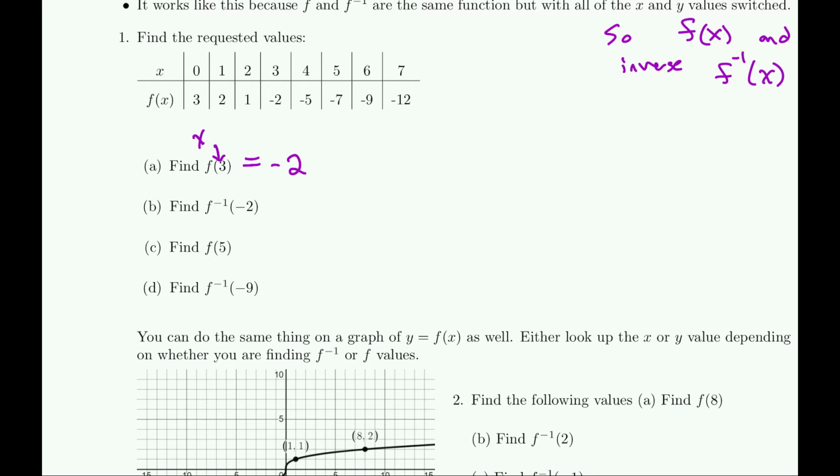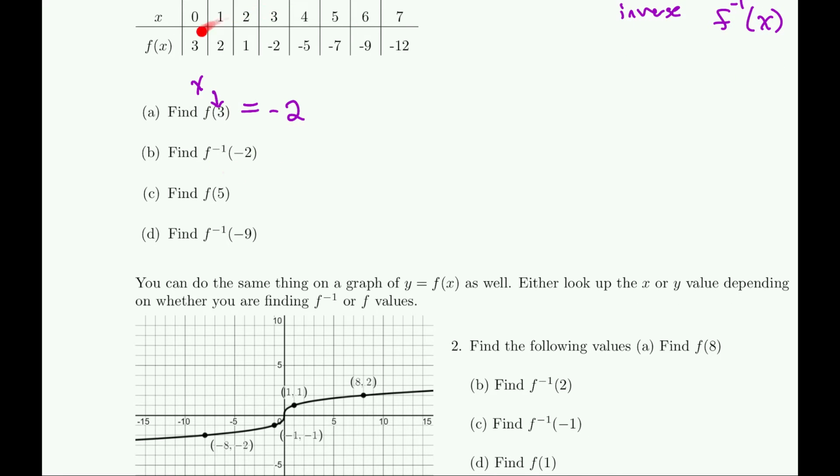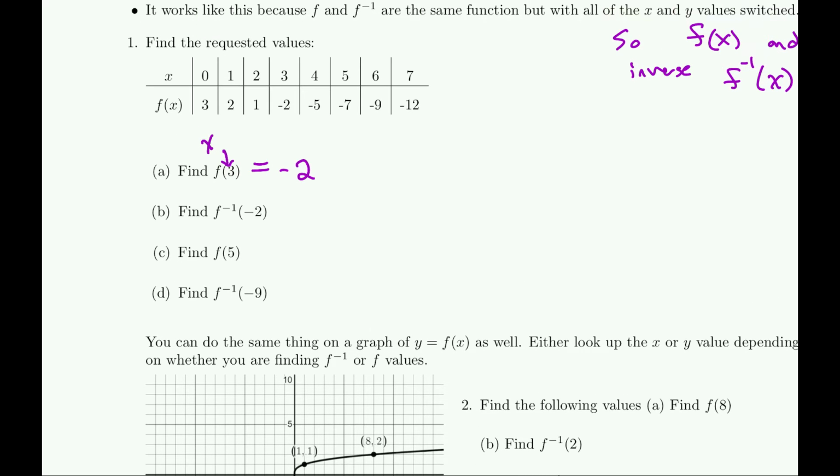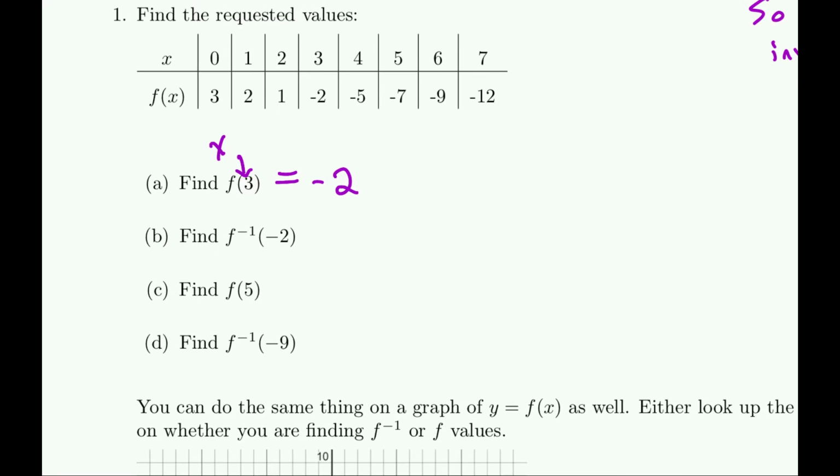Now you can calculate f inverse values with this same table. We don't need a table for f inverse. We can make one, but we don't need one. The way you would calculate an inverse value from the table is that the value in here is a y value or an f of x value instead of an x value. So this 3 is an x. This -2 is an f of x. So this -2 is a y or f of x value, depending on how this row is labeled.